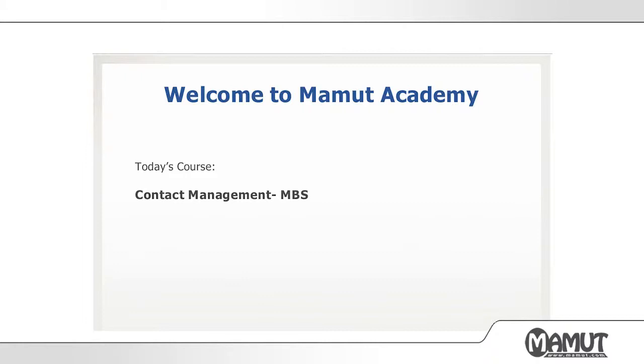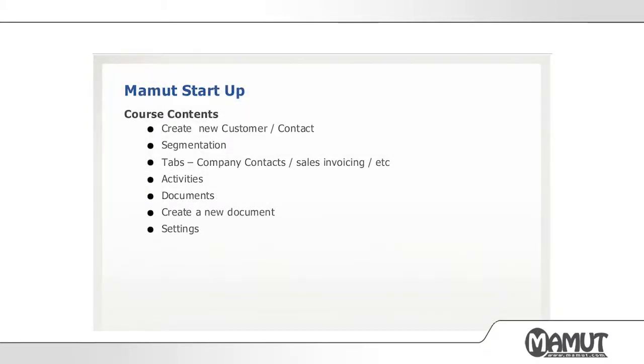So just to go over what we're going to go through in today's course, we're going to be concentrating, as I said, on the contact management side of things. We'll learn how to create a new customer or a new contact, and we'll learn then how to segment our customers in whatever way that we want. We'll talk about the tabs that are being shown. There are lots of different tabs, and I'll be going through what they are and what they mean. We'll then be looking at activities. Activities are a very, very large part of what we're going to be going through today. We'll then also have a look at documents, and I'll be showing you how to create another document. And finally, we'll finish off by having a look at all the settings surrounding the contact management.